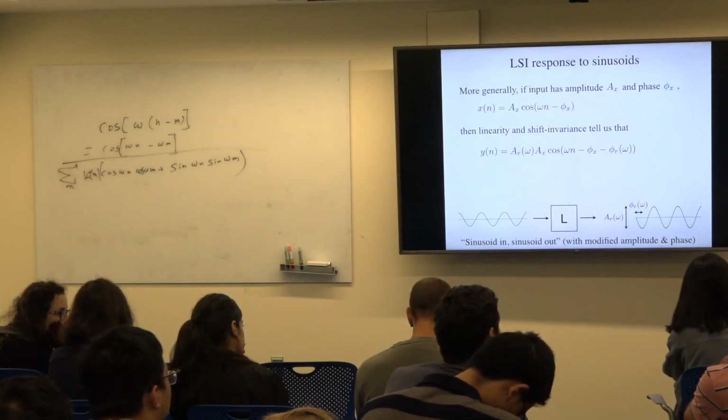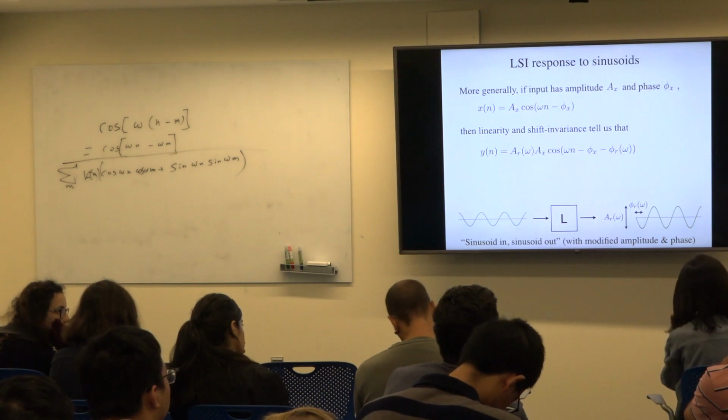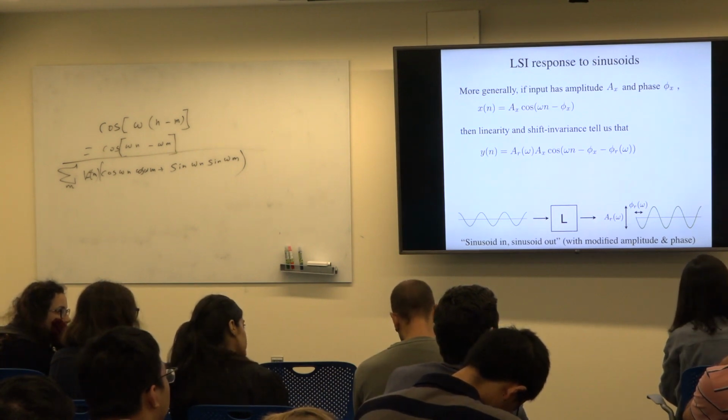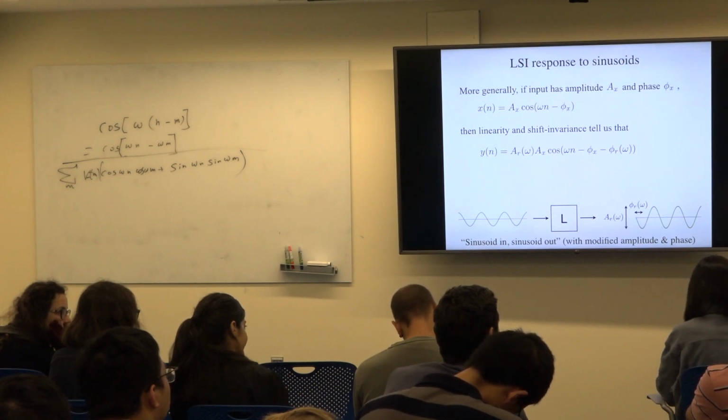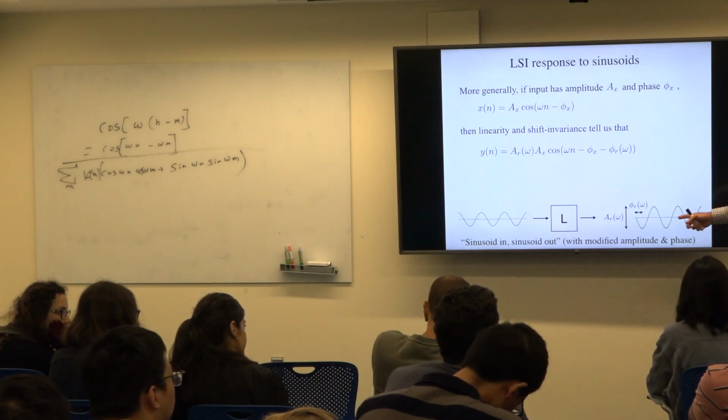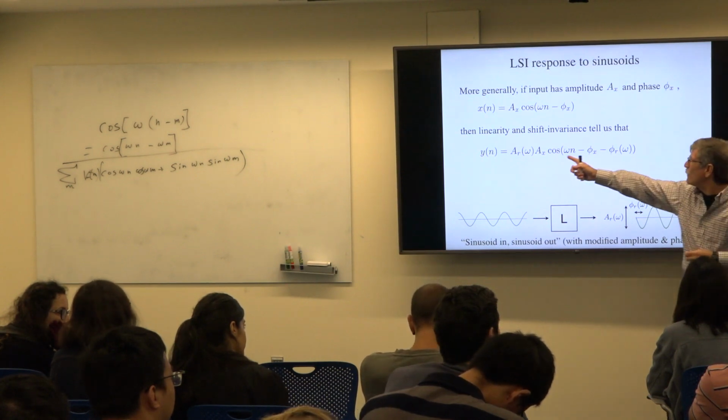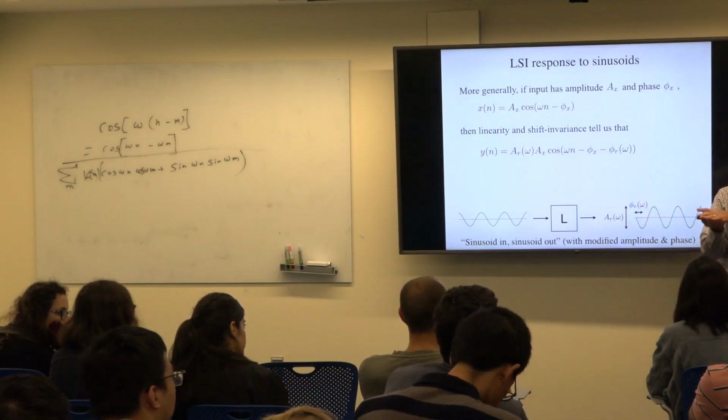If that's my input and I describe it that way, then the system is, how much does this one get amplified and shifted? How much does this one separately get amplified and shifted? So I separate this into a sum. Each of those does this. It's got one of these numbers and one of these numbers, and then they get put back together.